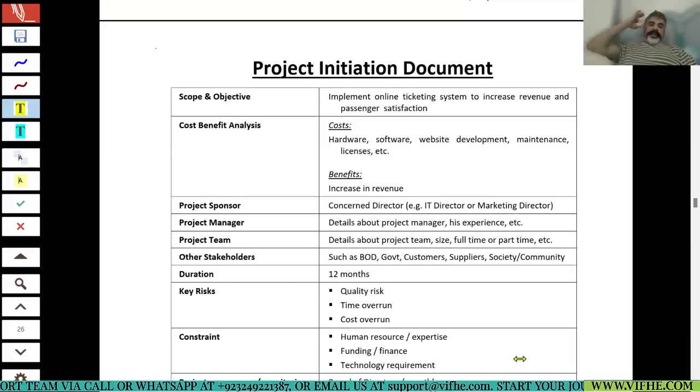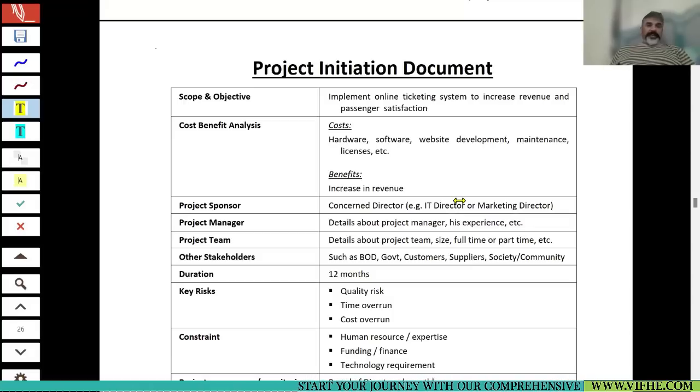Then another important thing is project initiation document. Again, this is a very specific format for project management related question. Okay. So this has been tested 2 or 3 times in the past. But the good news is you will not be required to make a project initiation document. Okay, I will repeat. You will not be required to prepare a project initiation document.